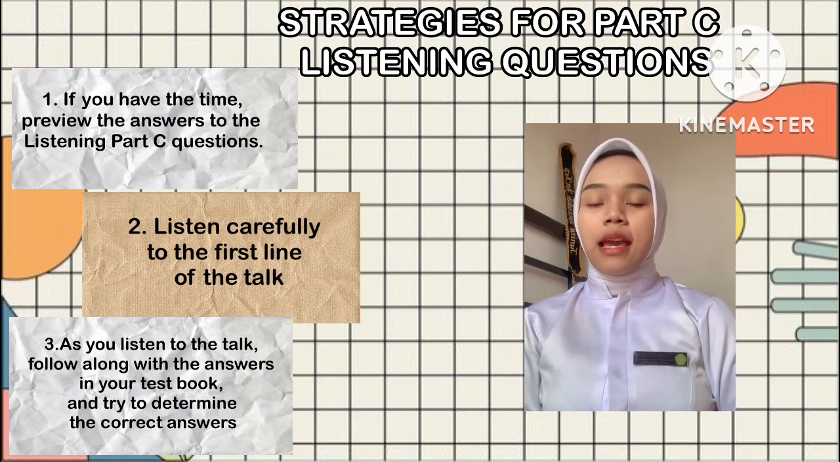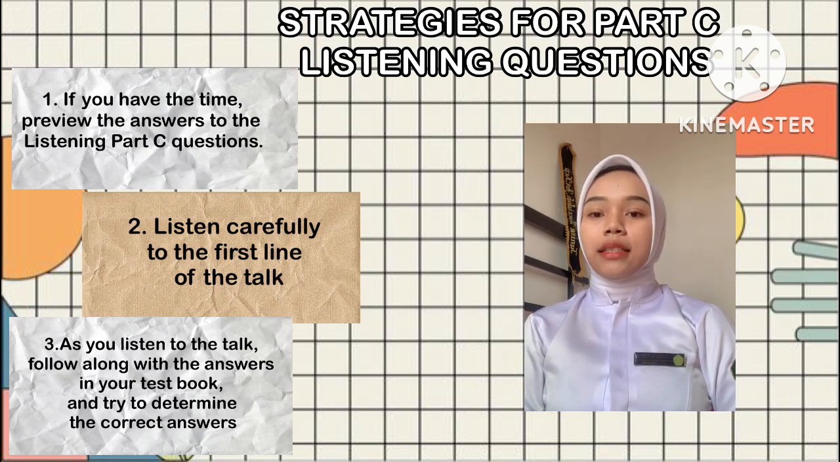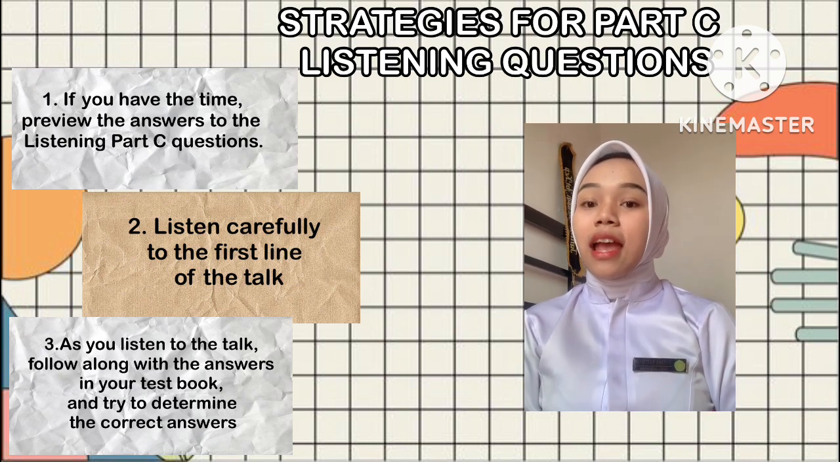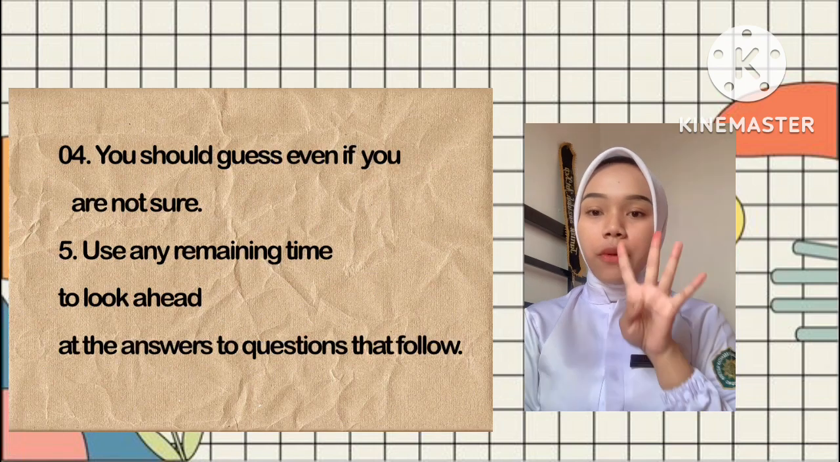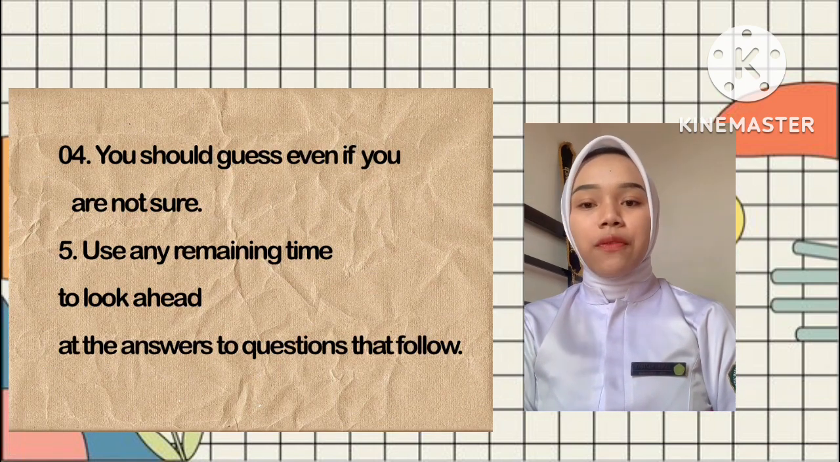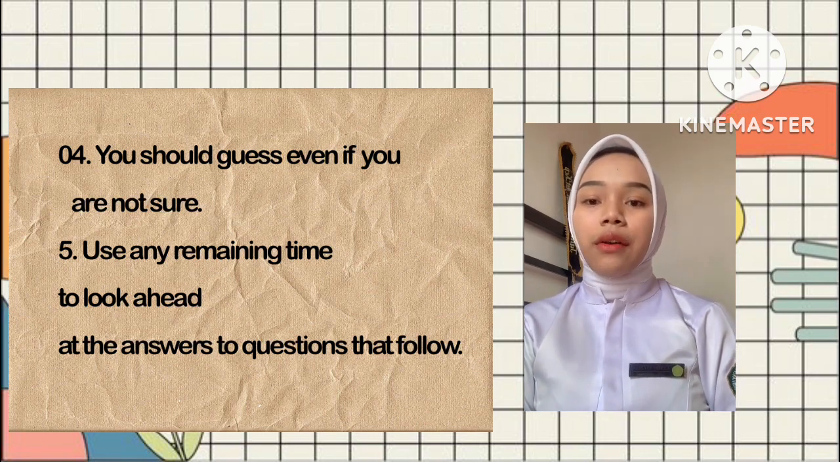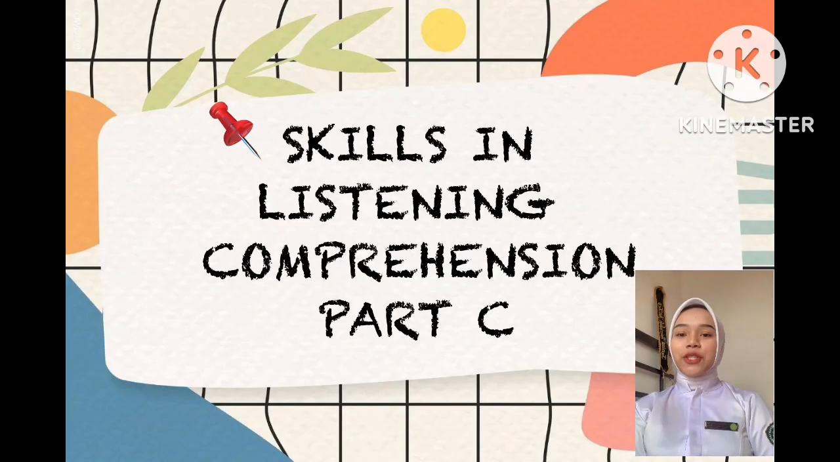Okay, for number 3, as you listen to the talk, follow along with the answers in your textbook and try to determine the correct answer. Detailed questions are generally answered in order in the conversation, and the answers often sound the same as what is said on the recording. For number 4, you should guess even if you are not sure. For the last, number 5, use any remaining time to look ahead at the answers to the questions that follow.